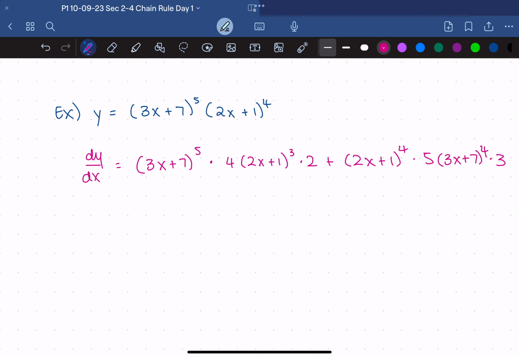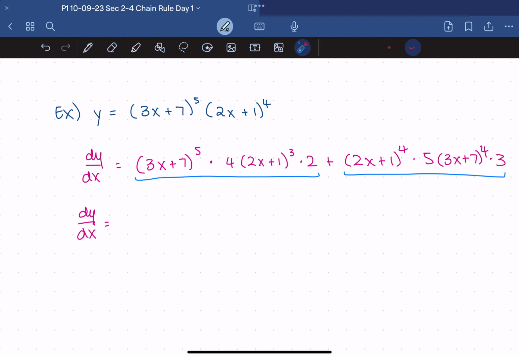And at this point, let's factor. I have this term and this term. Remember, terms are separated by plus and minus signs, not in parentheses. Each term, let's see, I have a 15. They don't have common factors. But I do have a 3x plus 7 in both and a 2x plus 1 in both. And I'm going to factor out using smaller exponents. So I have a 3x plus 7, and the smaller exponent on that is a 4. And I have 2x plus 1, and the smaller exponent on that is a 3.